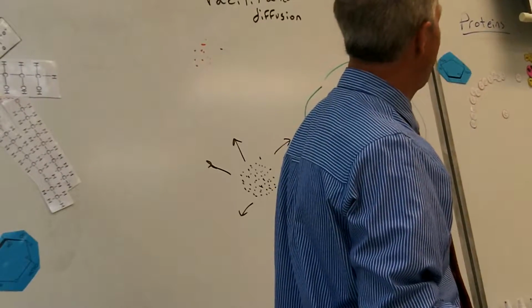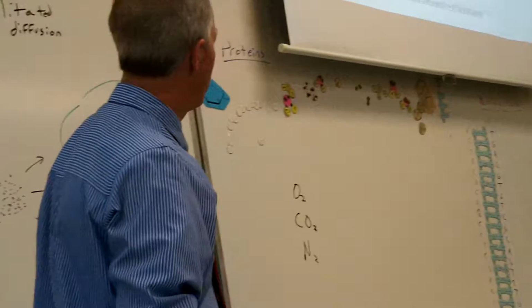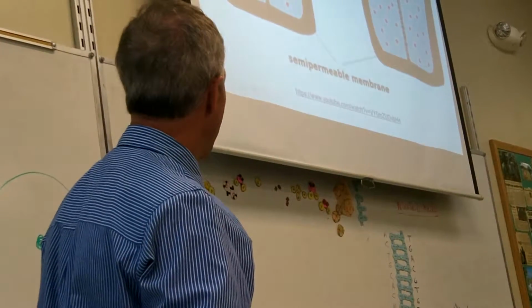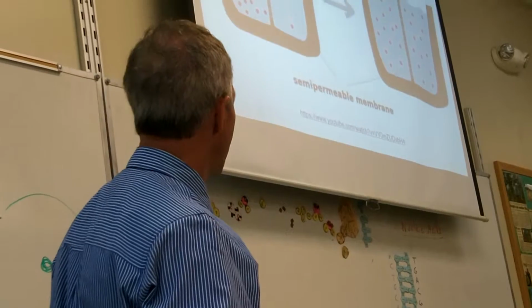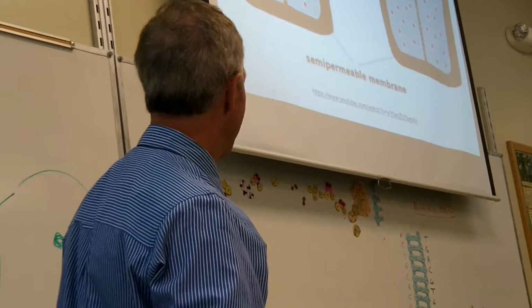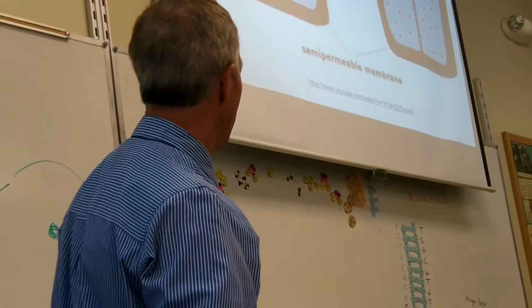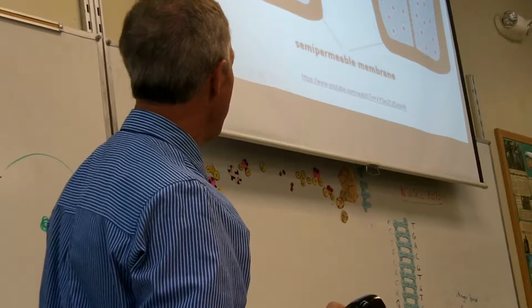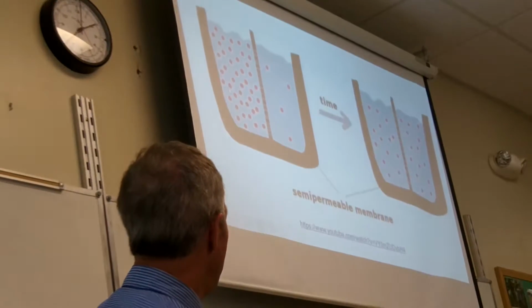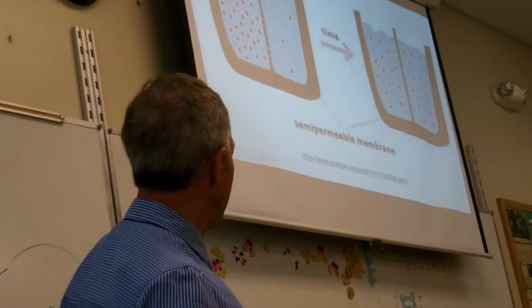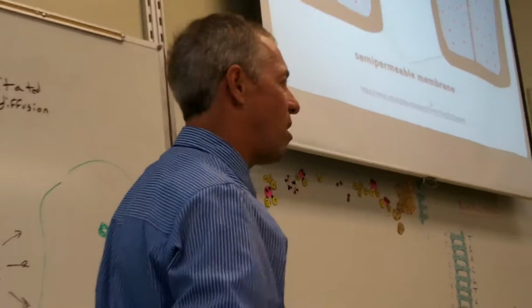You want to see video footage of diffusion? Oh, check it out. They've set up a beaker here. Would you say that's a high concentration of red molecules or a low concentration of red molecules? High concentration on the left, low concentration on the right. What's going to happen over time? Diffusion's going to happen. The molecules on the left are going to go to the right, until they're evenly distributed all the way across.